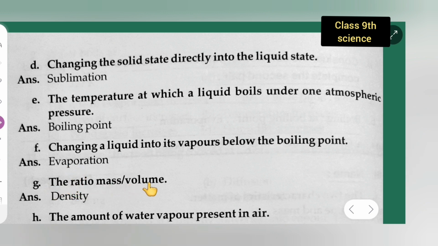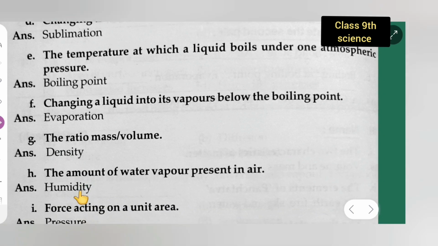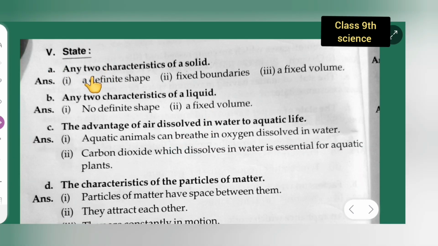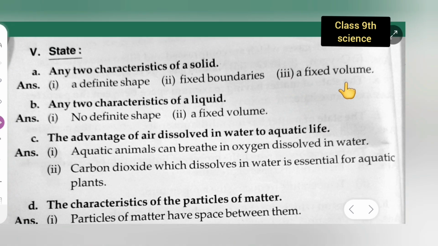The ratio of mass to volume is density. Next is the amount of water vapor present in air is humidity. Next is force acting on a unit area is pressure. Moving towards the next: state any two characteristics of a solid: a definite shape, fixed boundaries, a fixed volume, okay? Any two characteristics of a liquid: no definite shape, a fixed volume. These are the two characteristics of a liquid, okay?